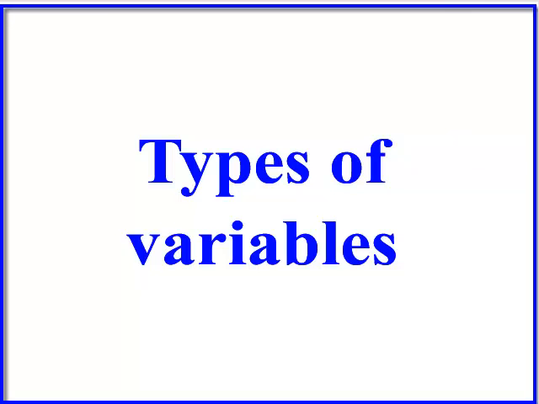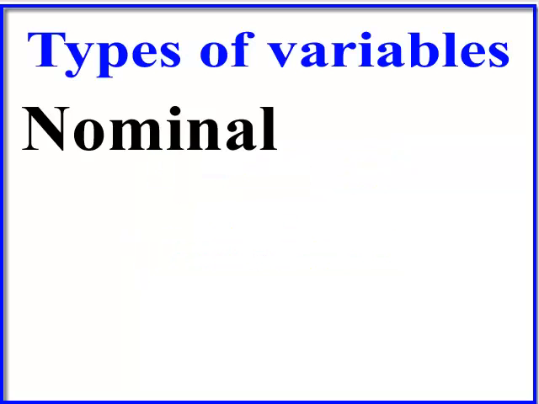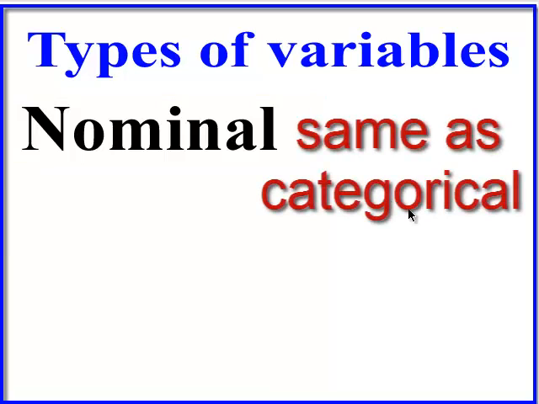Types of variables. Okay, there's IVs, there's DVs, there's confounding variables. There's all kinds of variables, but with this, we're going to identify their functionary types. So the first one is nominal. That's the same as categorical.